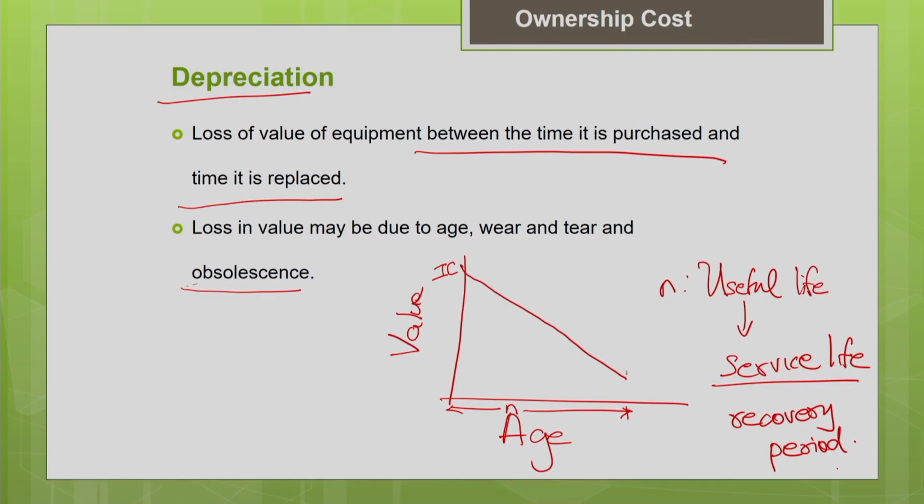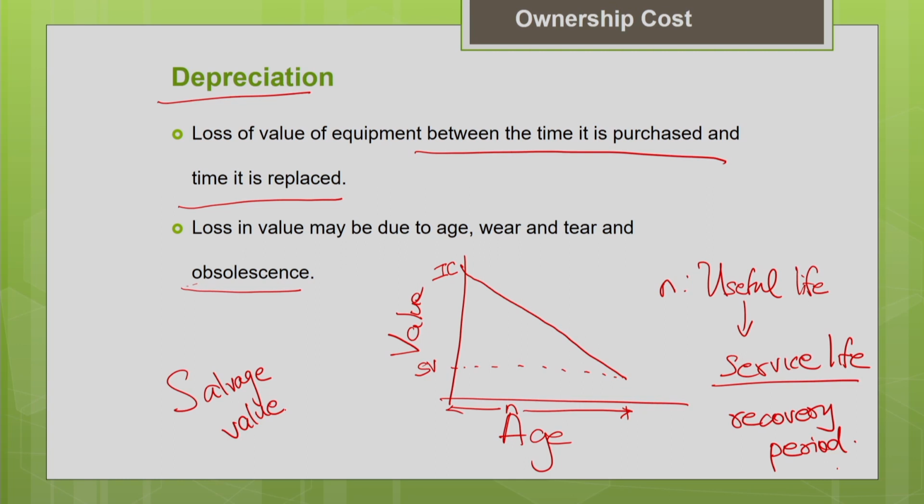At the end of this life, say for example, this is the end of the useful life, if I am able to sell this machine at a particular value, that is called the salvage value. Salvage value is nothing but the cash inflow which we get at the end of the useful life of the machine by selling it at a reasonable price.